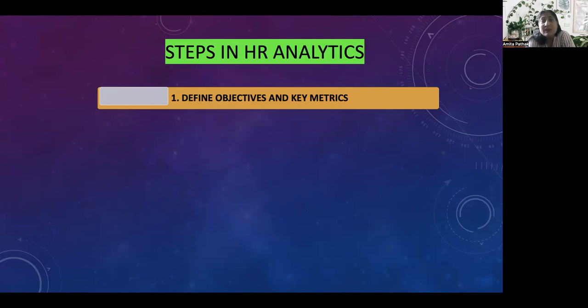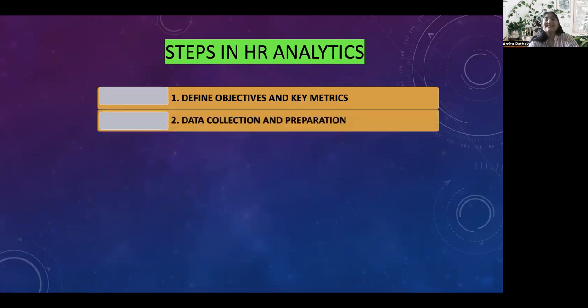And based on the objective, I will identify the key metrics. Like I gave you an example of a recruitment plan. My HR wanted the exact forecasting of manpower planning in a new office or a new region. So that is my objective. Now key metrics: what are the metrics required? Those are the quantifiable things that we look upon, which will help us make decisions in coming time.